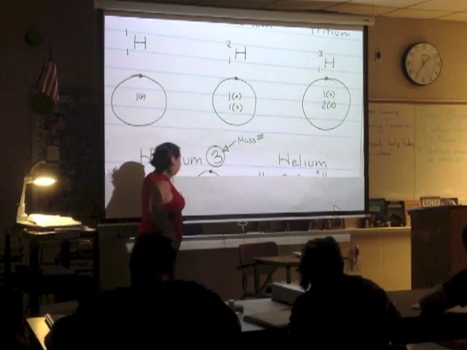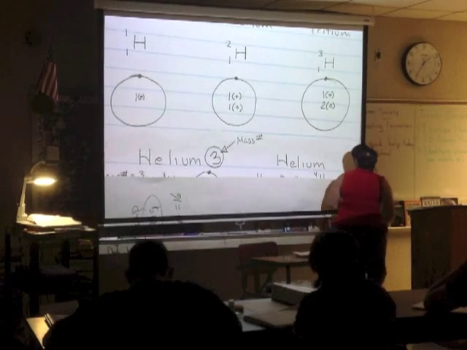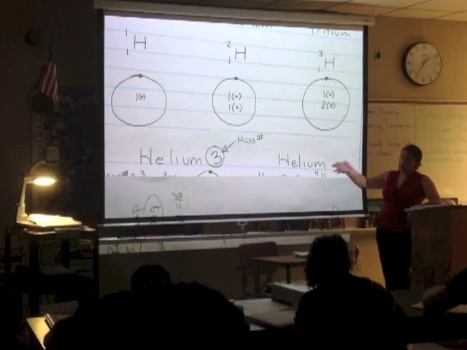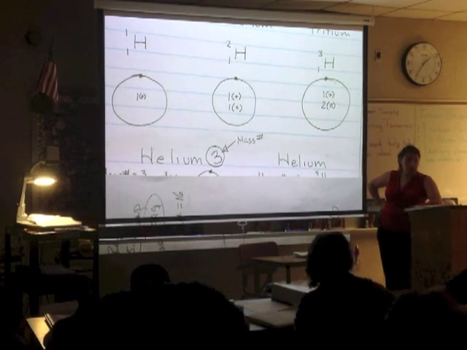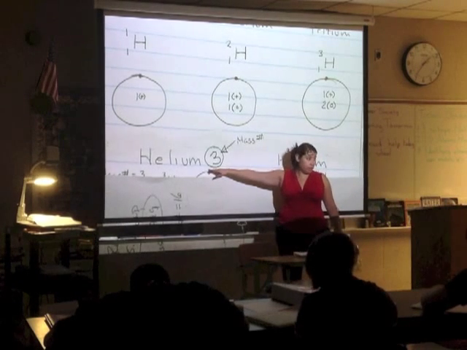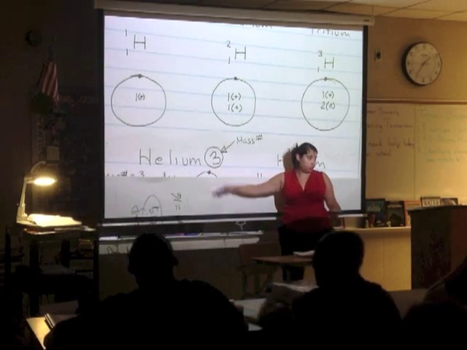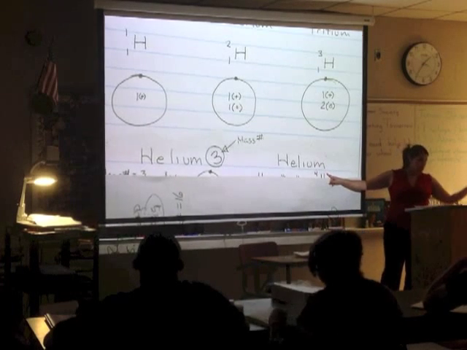On the periodic table. So, what if I just write helium? I didn't give you a mass number, so where could you find the mass number? On the periodic table. So, sometimes you'll get the name and the mass number behind it. If they give you the mass number, that's the mass number you use. If they don't give you the mass number, then you use the one off the periodic table.